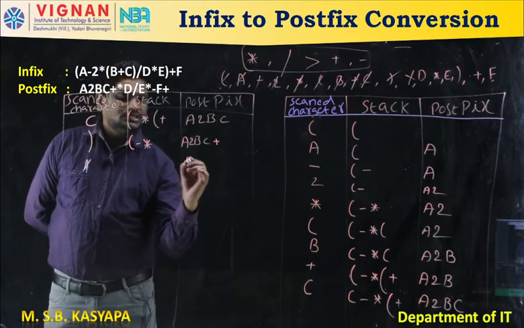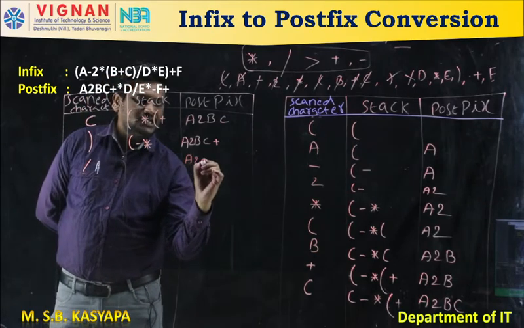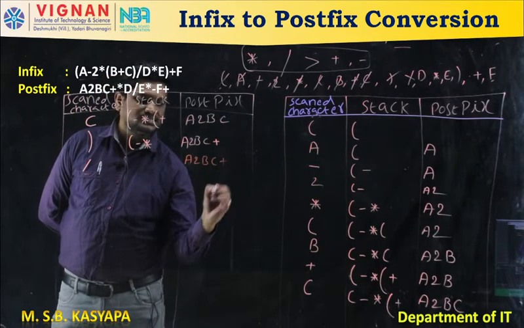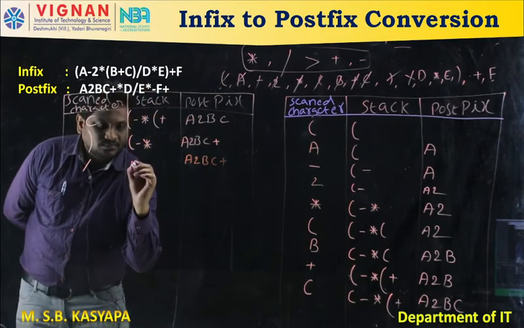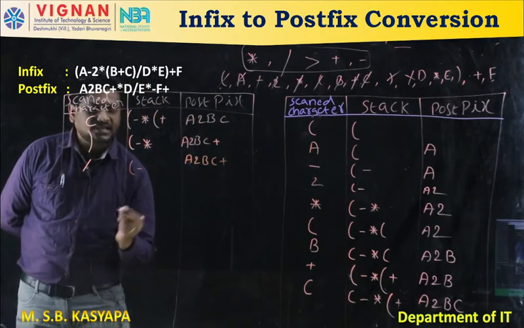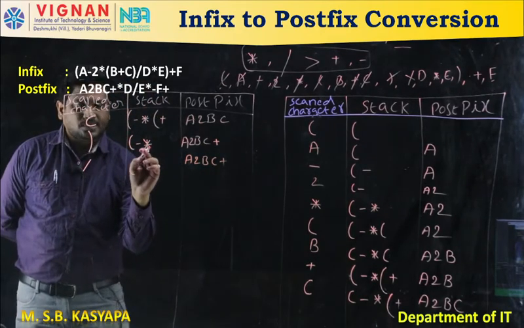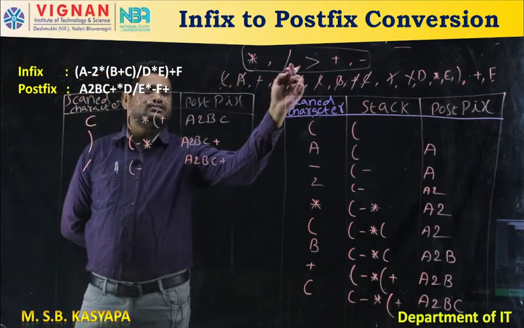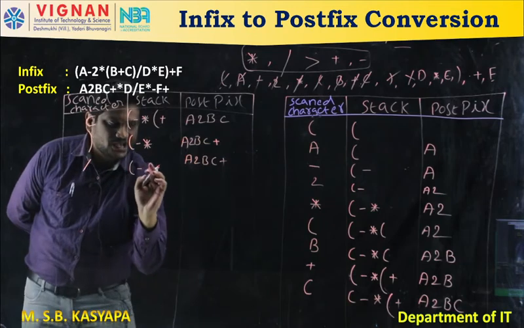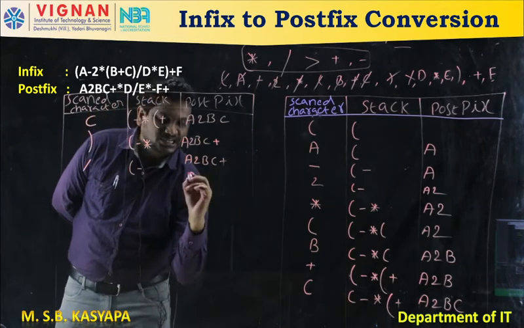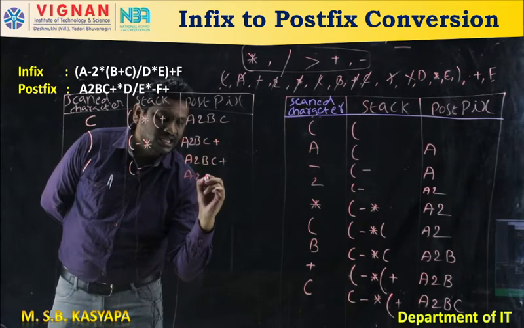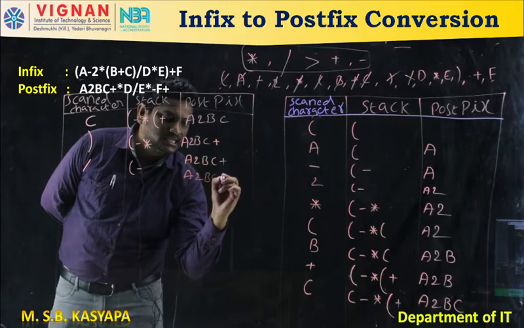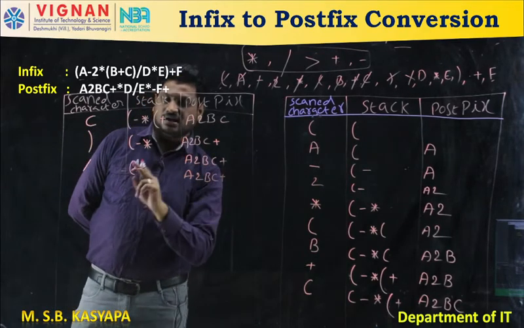Now, see, what is my postfix expression? A B C plus. Here, back to the stack: open bracket, minus, star. The top operator's precedence is equal to the division: star equals division. So, this top operator moves to the postfix expression. Now, the postfix expression is A B C plus, star. Next, what is it now?